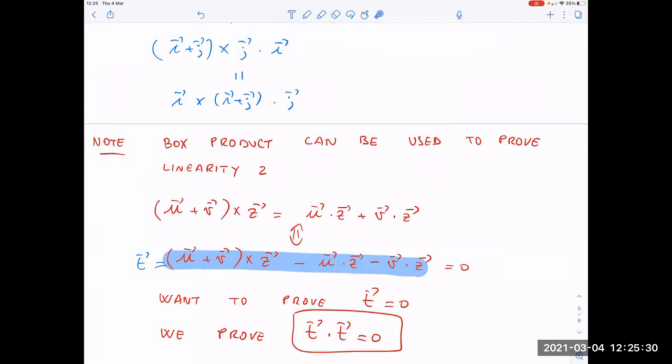Keep in mind, this is a proof. So you need to devise a way that produces the final result you need. So if you want to prove that a vector is 0, one way is to prove that the dot product by itself is 0. Because you see, this is true if and only if t is 0. t is the 0 vector, sorry.